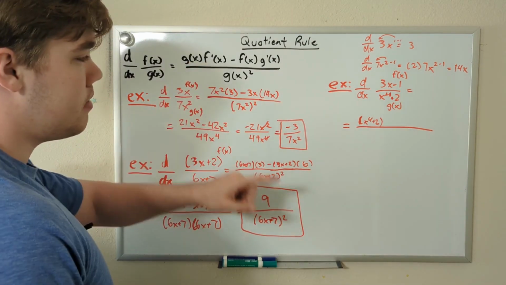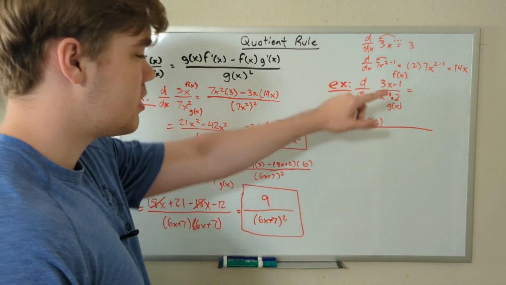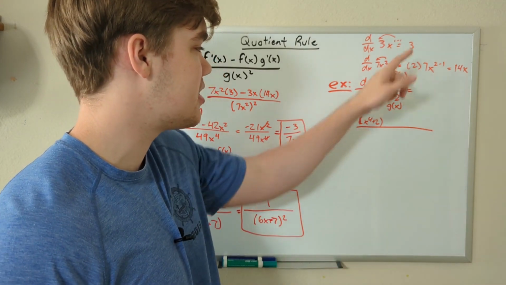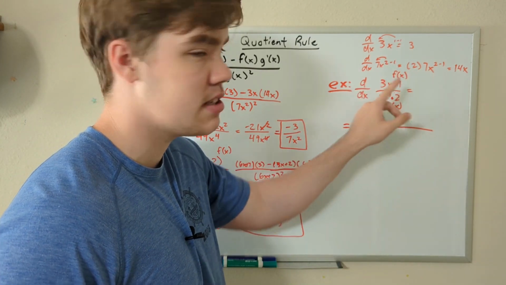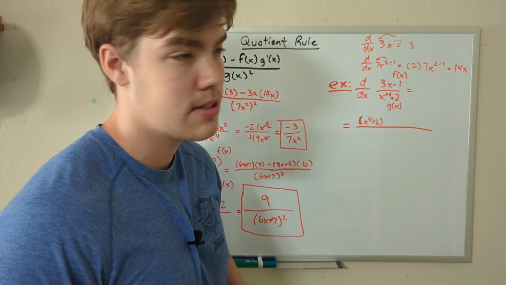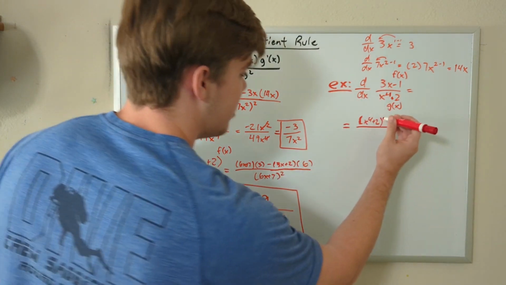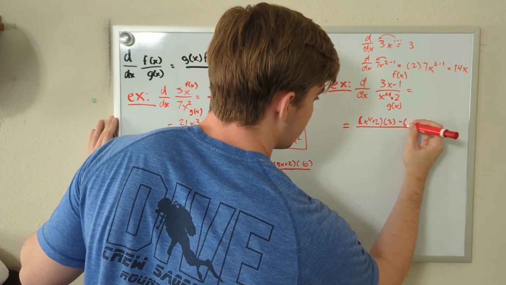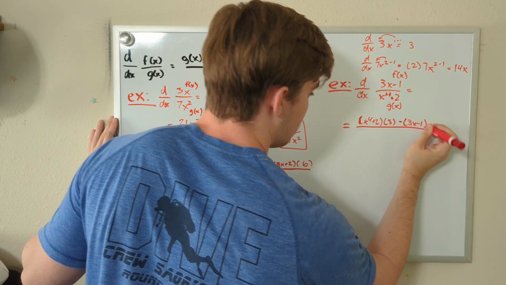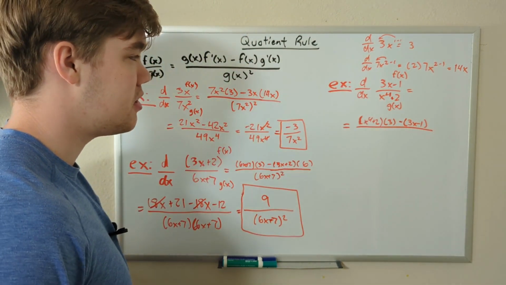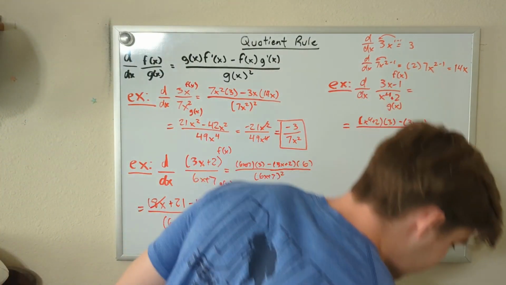So to find f prime of x, we just need to find the derivative of 3x minus 1. The derivative of 3x minus 1 is equal to 3, just like before. The derivative of a constant is just equal to 0. And the derivative of a coefficient multiplied by just x with no power is just the coefficient. So this is just 3. Now we just have to subtract f of x, which is 3x minus 1, and multiply that by the derivative of x to the fourth plus 2. Let's solve that down here real quick.